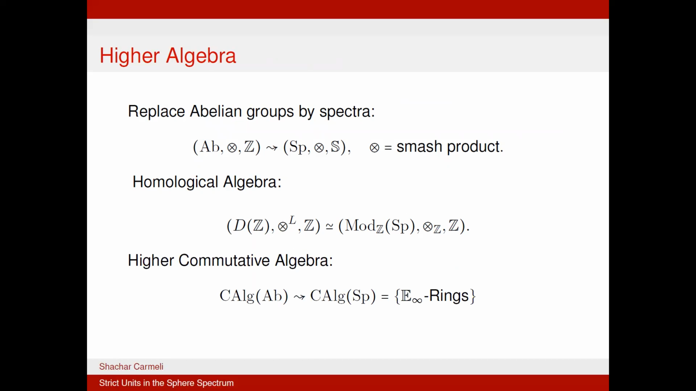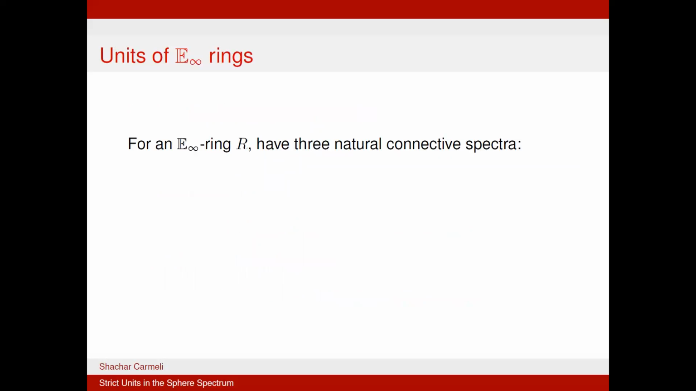And now we can do higher commutative algebra, namely we can replace commutative rings, or commutative algebras in abelian groups, by commutative algebras in spectra, which are classically known as E-infinity rings. And everything I said about commutative rings before, we now want to generalize to E-infinity rings. So we want to talk about units in such E-infinity rings. So what's an E-infinity ring? It's some kind of a spectrum which is coming together with a multiplication which is coherently commutative and associative.